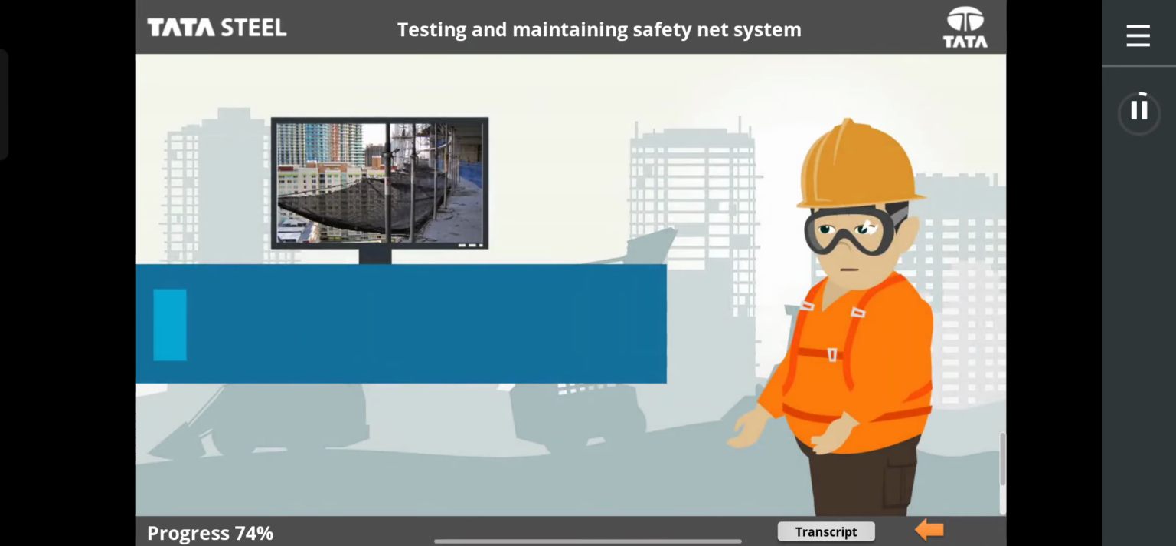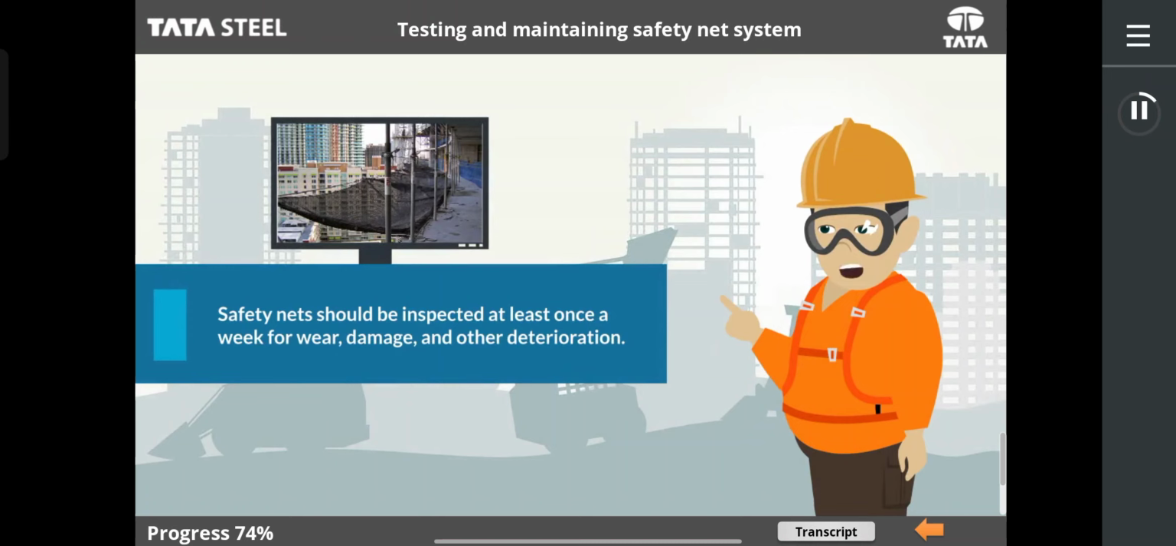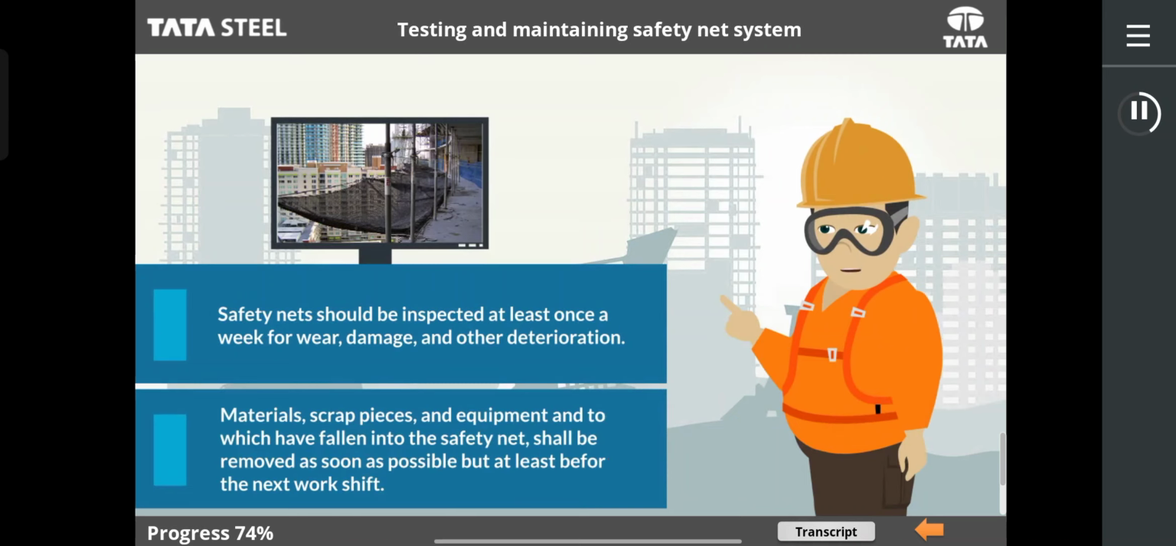Safety nets should be inspected at least once a week for wear, damage, and other deterioration. Materials, scrap pieces, and the equipment and tools which have fallen into the safety net shall be removed as soon as possible, but at least before the next work shift. This will help to prevent fatalities due to the failure of the safety nets.